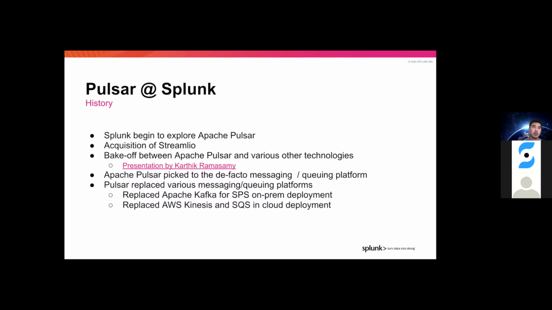We no longer have to have different deployment scripts and deployment settings for on-prem and in the cloud; we can just use Pulsar for all of them. And Pulsar is designed to operate very well both in an on-prem setting as well as in a cloud deployment.